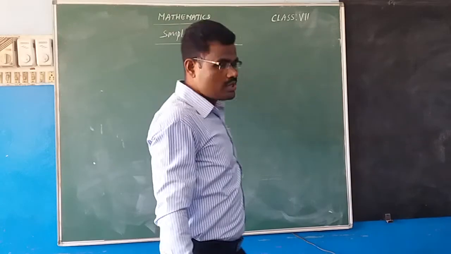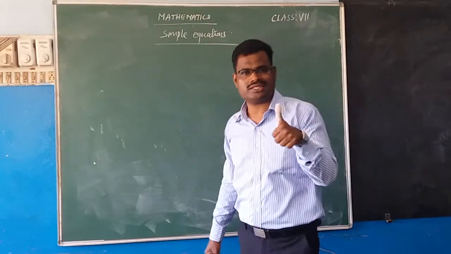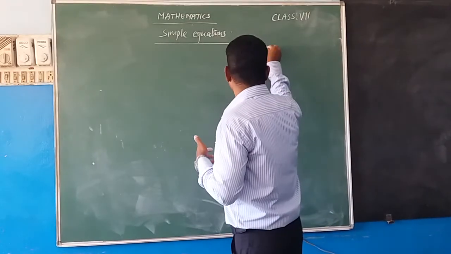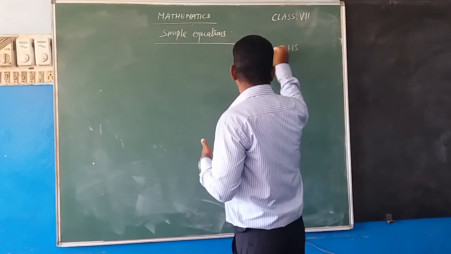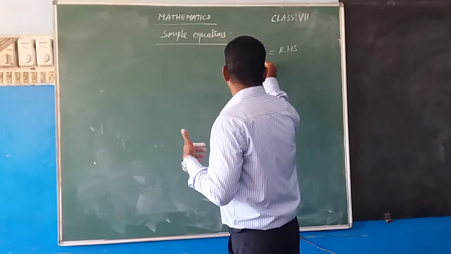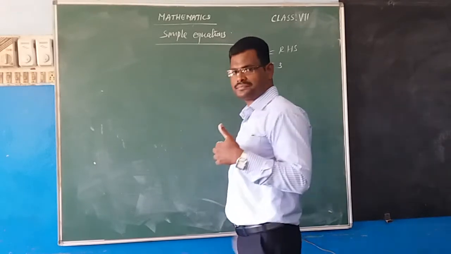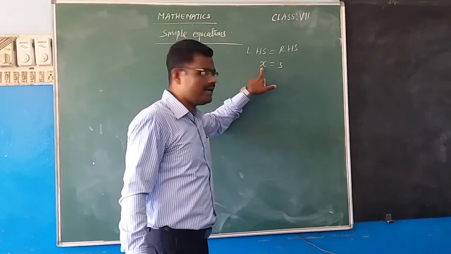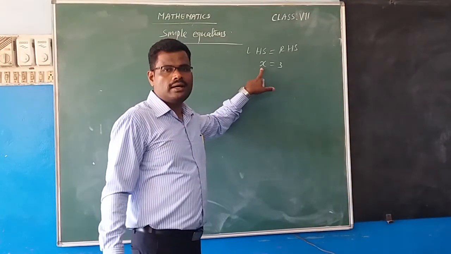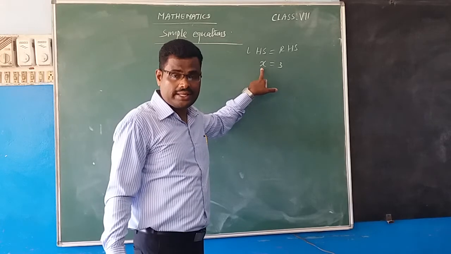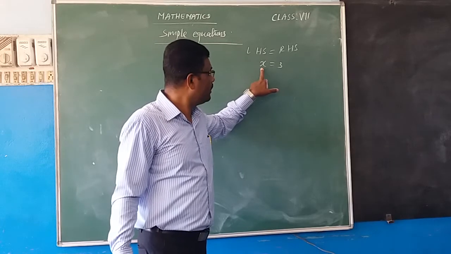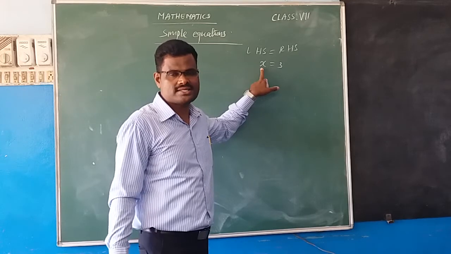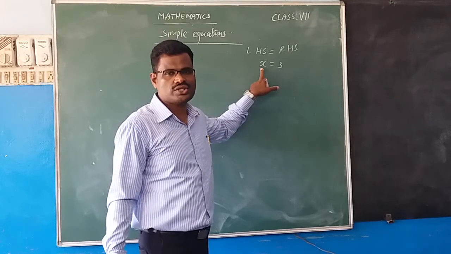So we have seen what is an equation. An equation is a statement containing two sides, LHS and RHS. For example, x is equal to 3. After that, we have found the values of x. What is the meaning of finding the answers? That is called solve. Solve means to find the answers for the given question.